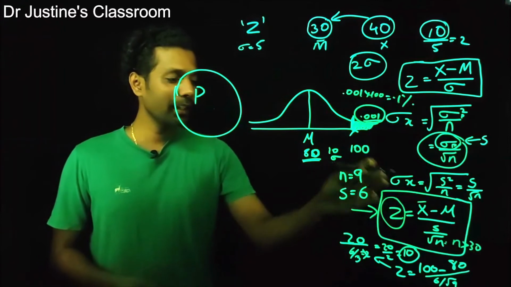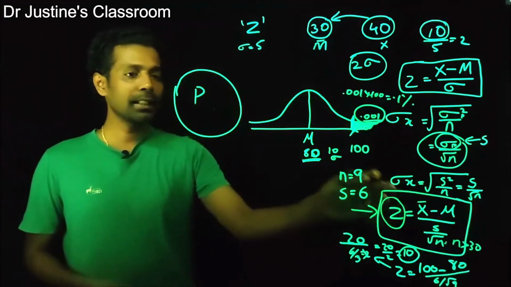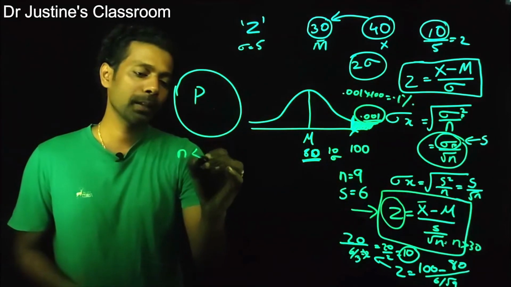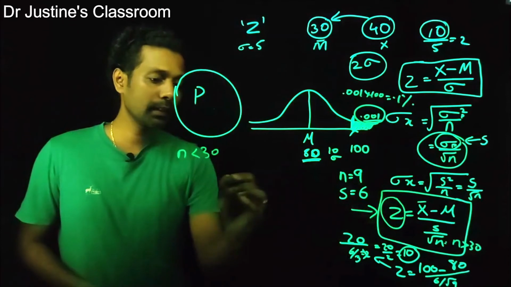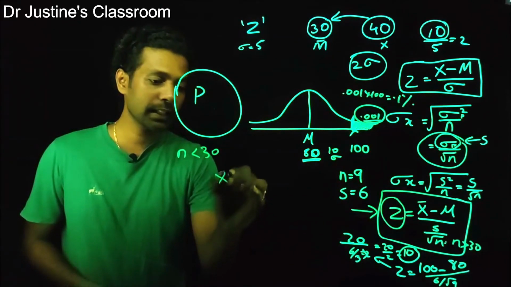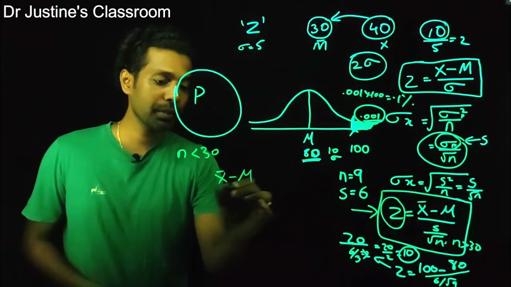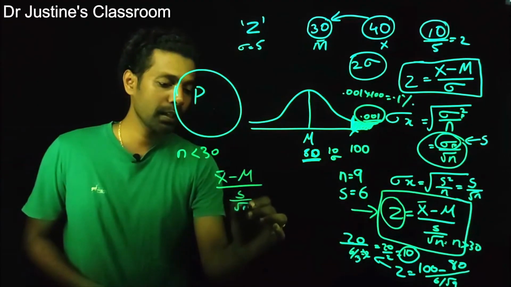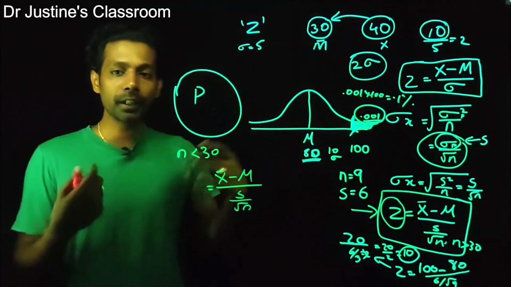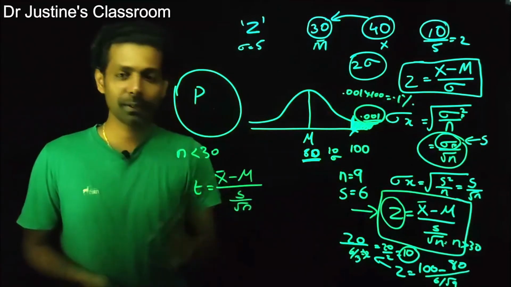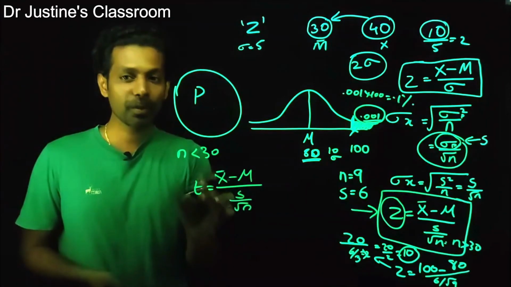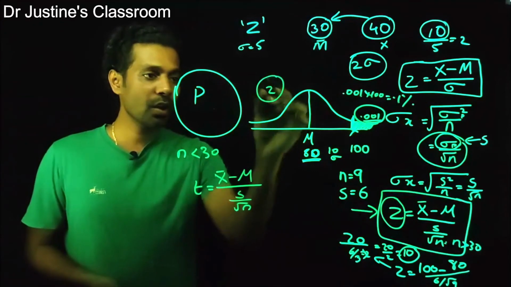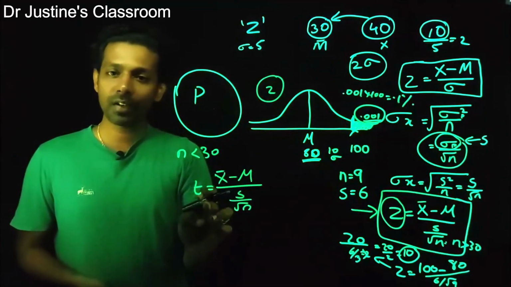So what if n is smaller than 30? Now this statistic that I get from the sample mean minus the population mean, divided by the sample standard deviation divided by root n, will follow another distribution called the t distribution. This is not a normal distribution pattern. The Z value is a normal distribution. T is not a normal distribution.